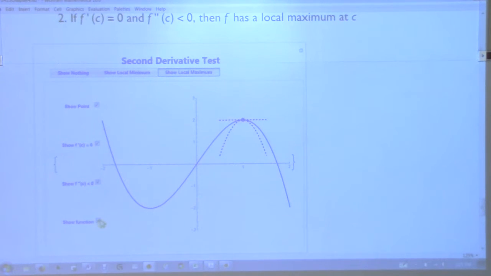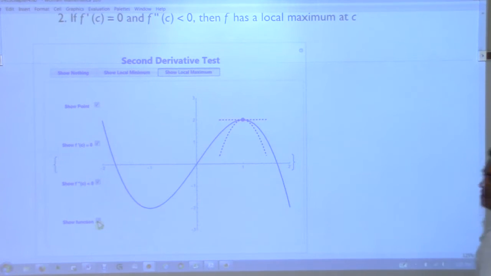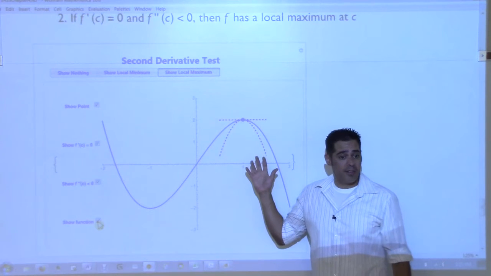Now, another thing we could look at is what if you have the opposite happening? What if you go to a point where the first derivative is 0, and this time the second derivative is negative? Then you know that you are at a local maximum. Okay, so it's a nice test, right?